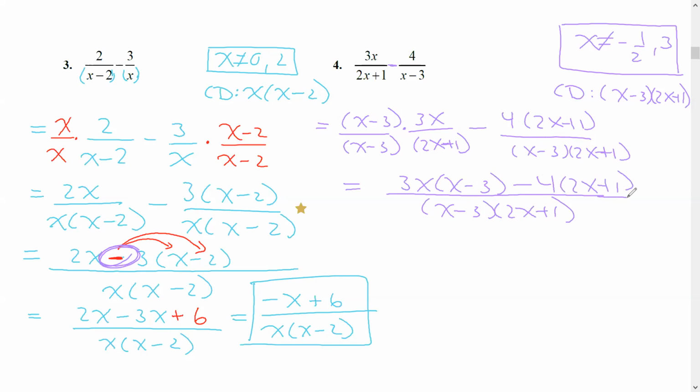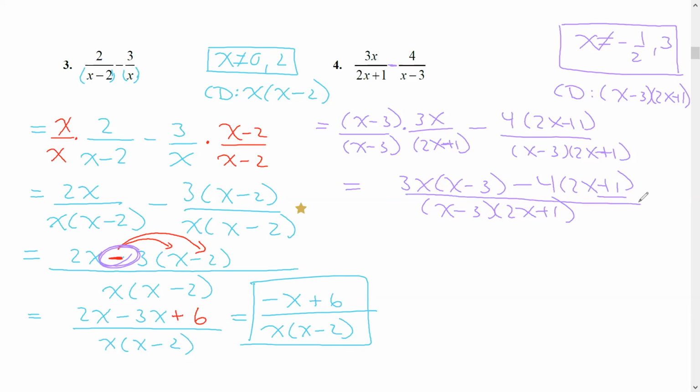Now here, this is where I start seeing people dividing incorrectly. They go, oh yeah, look at this. Bam. Look at that. Bam. No, I can't. I know you want to do that. It feels good. You can't. X minus 3 does not divide into 2x plus 1. 2x plus 1 does not divide into x minus 3. No can do. Don't do that.